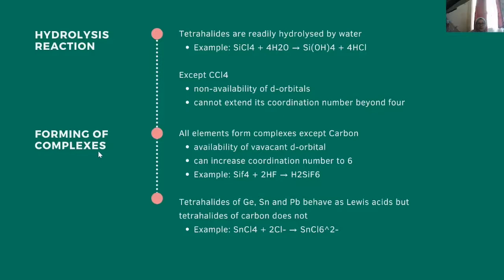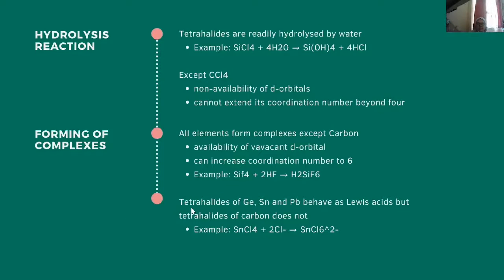Next, forming of complex. All elements can form complexes except for carbon. The reason for carbon is the same as for the hydrolysis reaction of CCl4. Other elements can form complexes because of the availability of vacant d orbitals, so they can increase the coordination number to 6. For example, silicon tetrafluoride reacts with hydrogen fluoride to produce H2SiF6.